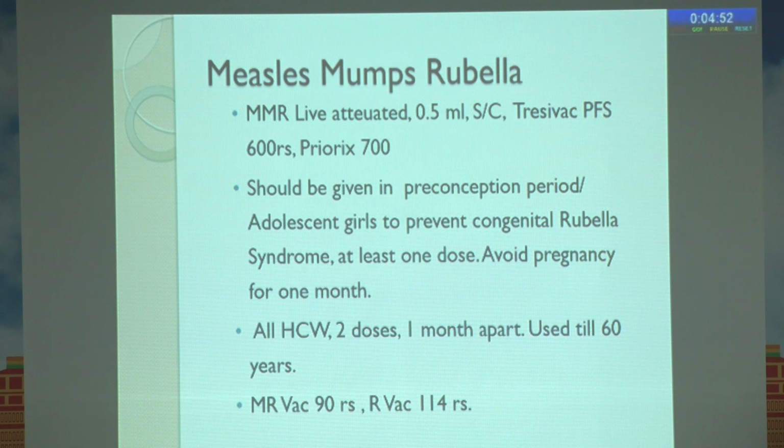Measles, mumps and rubella. This concerns ophthalmologists also. This is a live attenuated vaccine. This should be given in the preconception period or to adolescent girls to prevent congenital rubella syndrome. At least 1 dose should be given, and pregnancy should be avoided for 1 month after that. All healthcare workers, including us, should get 2 doses 1 month apart. MMR can be replaced by MR or RVAC.